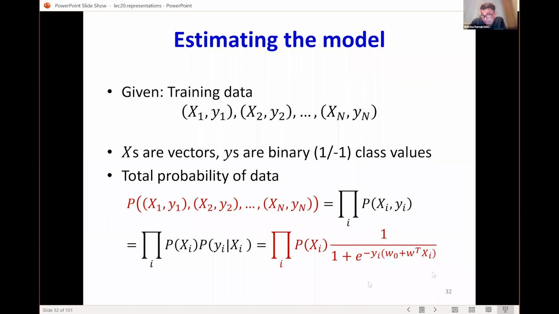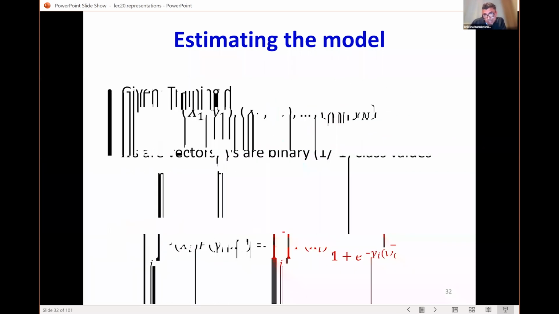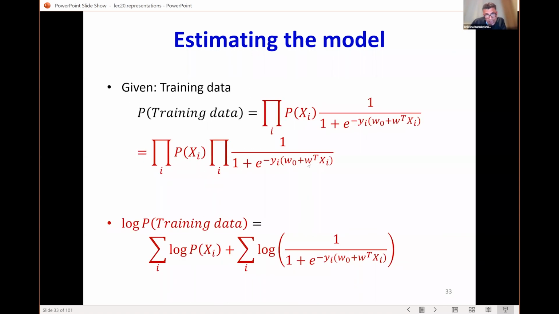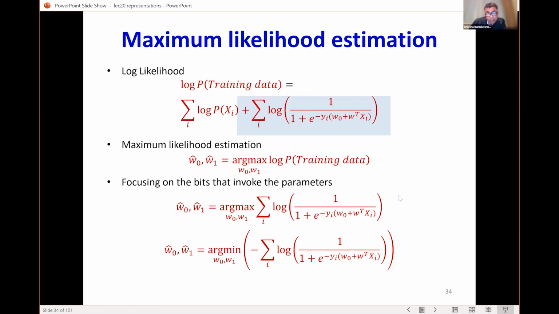And our model parameters are W0 and W over here, right? So the joint probability of all of our training data is the product over all instances of P of xi times the sigmoid function computed at that xi and yi. I can separate the xi and yi terms out. So now the log of the probability of the training data is simply going to be the summation over all training instances of log of P of xi plus the summation over all training instances of the log of the sigmoid function computed at that xi. And now, if I were to see which of these terms actually depends on the model parameters, it's only this term highlighted in blue.